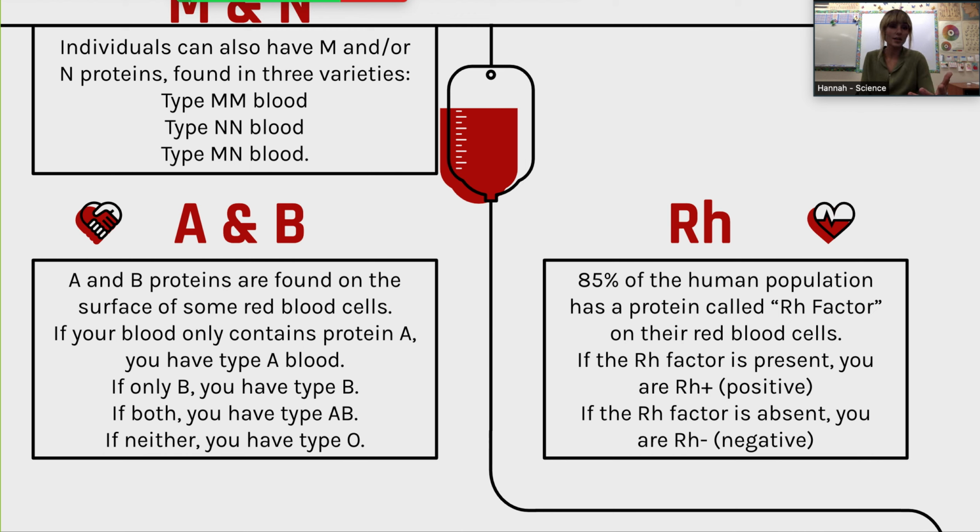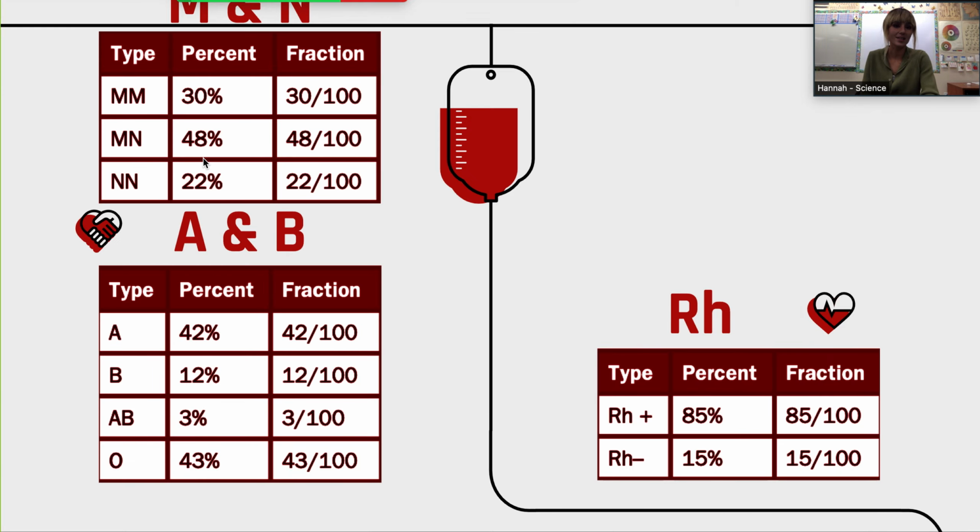There's also different things that we can continue to use to look more and more specifically at our blood type, different proteins. So for example, M and N. You might have M, you might have N, you might have both. There's, like I said, just different proteins that we can look at to get a more exact blood type, but by and large, we look at A and B and Rh. And this shows you how common they are in the population. So I have type A and I have positive, so I have a pretty common blood type.